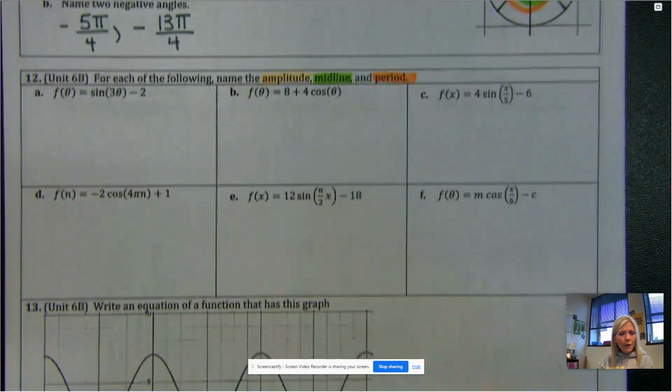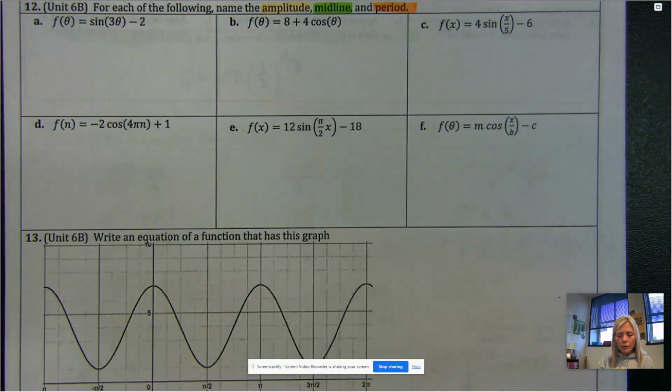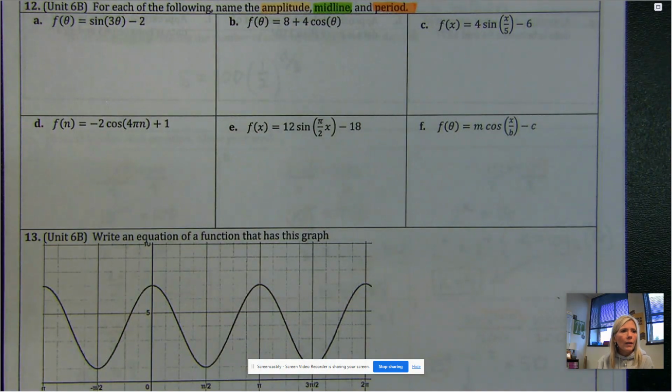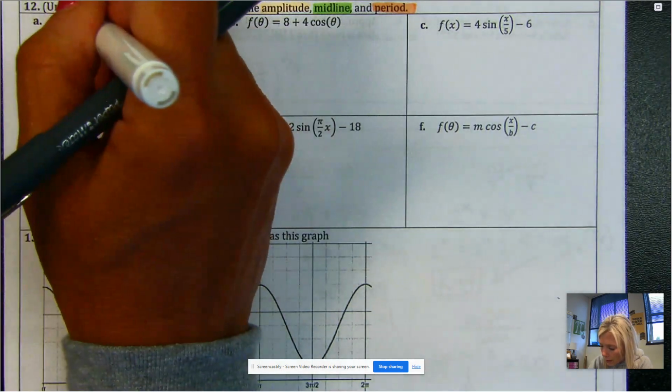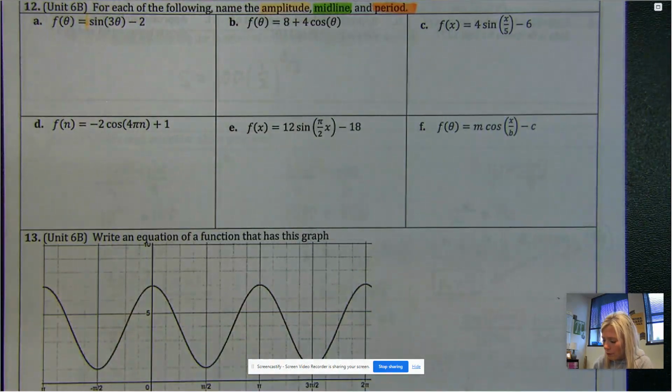Okay, and then we got into some trig functions. So let's do this real quick. For each of the following, name the amplitude, midline, and period. For those of you that are in my classes, you were really good at amplitude and midline, and a little shaky on the period, but that's okay. We'll figure it out right now. I highlighted them to think about, as we're looking at equations, amplitude is what's being multiplied to the either cosine or sine of the angle. There's not anything here, so that has an amplitude of 1.